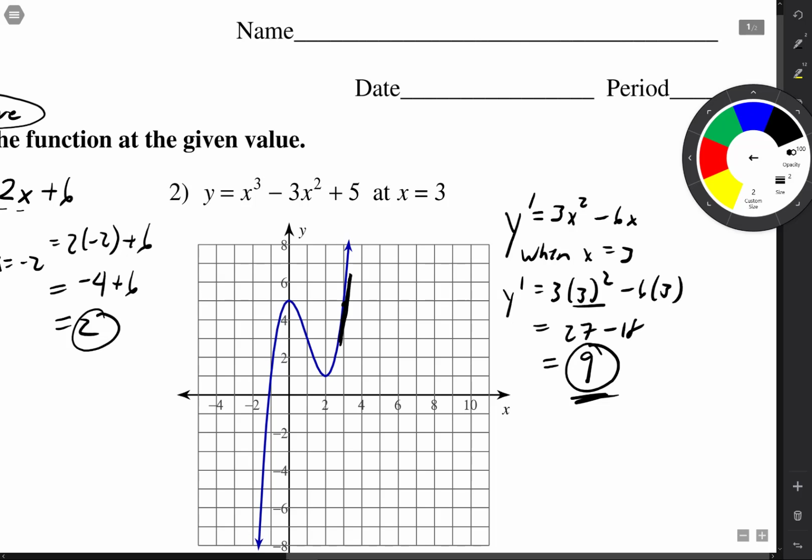If you want to play with other values, if you plugged in a 2 for the x, you should get 0, because you can tell the slope of the tangent line is 0 here. Also, when you plug in a 0, you get 3 times 0 minus 0. For anything you plug in between 0 and 2, you should get negative numbers because the slope is going down. So play with it. This is going to give you the slope of this curve at any point. But for the one they want, when x was 3, the slope was 9.